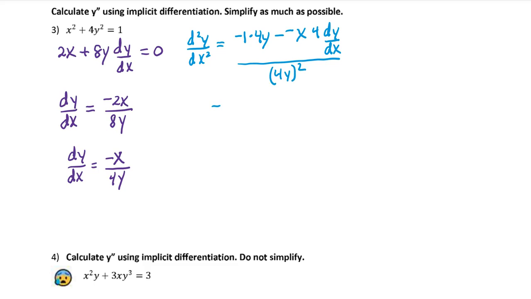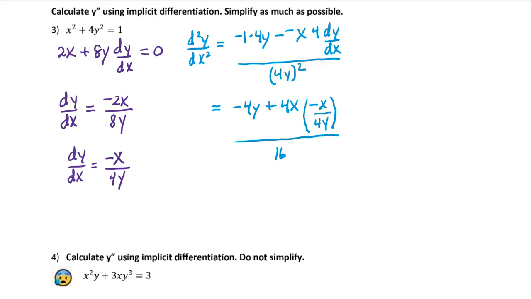So now I need to substitute for dy/dx. I'll clean up my numerator a little bit. That's negative 4y plus x. Actually, I can do plus 4x times dy/dx, which we know is negative x over 4y. So we're going to end up multiplying by that. And then in the denominator, I'll go ahead and square 4y.